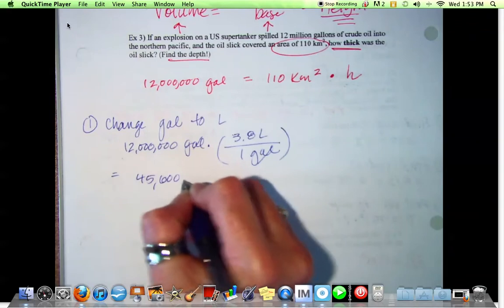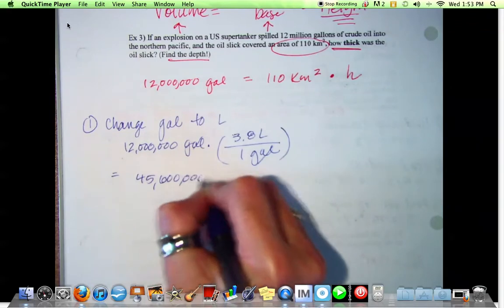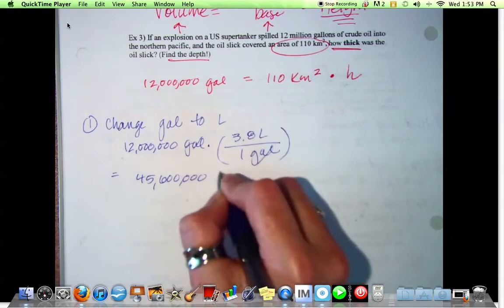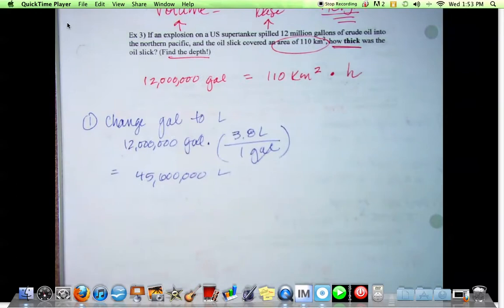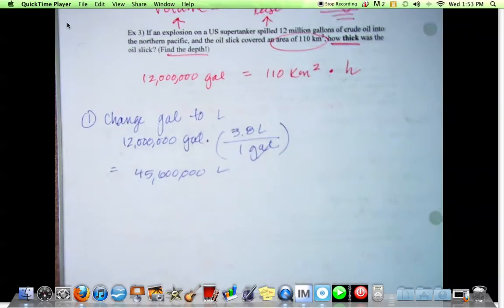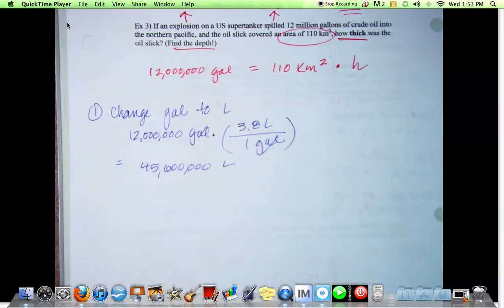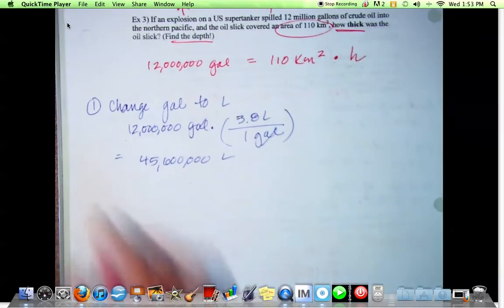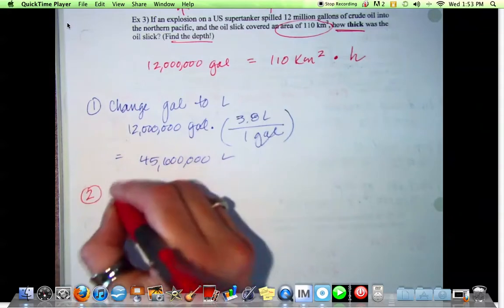45,600,000. 4, 5, 6, 0, 0, 0, 0, 0. 45 million 600,000. There we go. This is decimal.